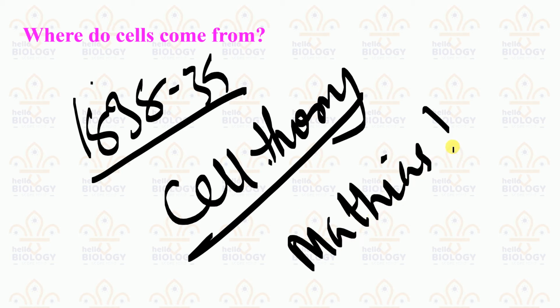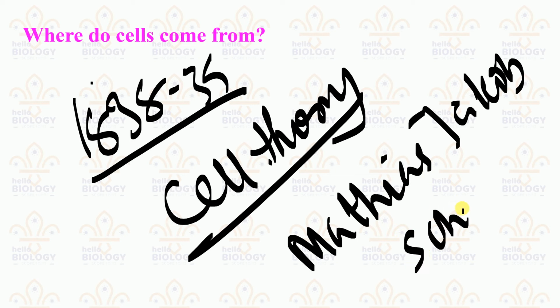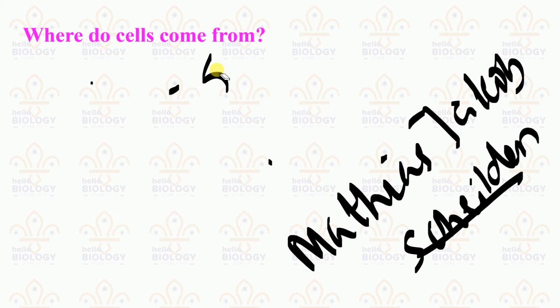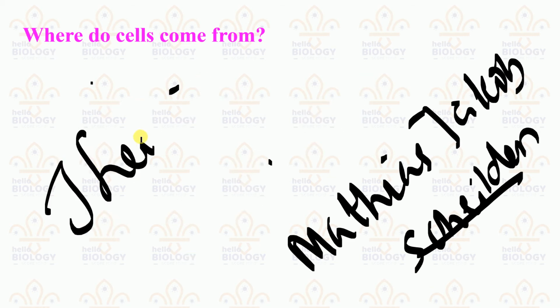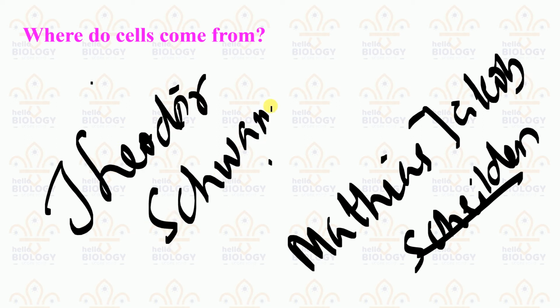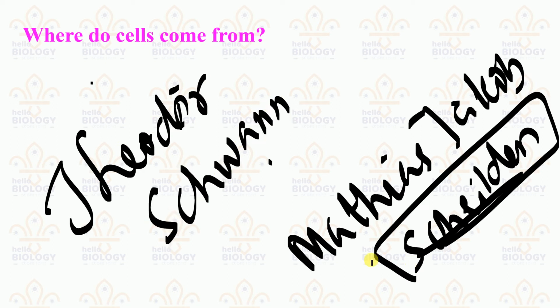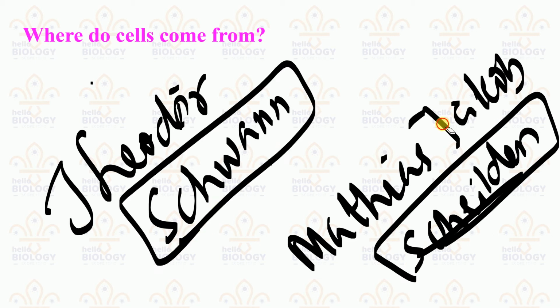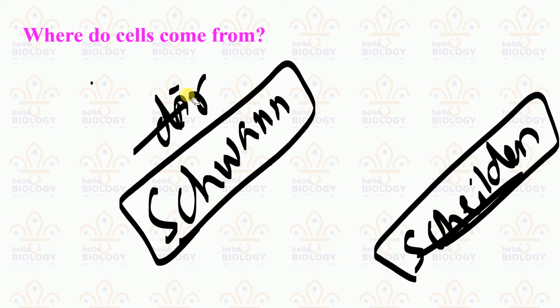Matthias Jacob Schleiden. This is one person, and one more person is Theodor Schwann. In short, we will call them Schleiden and Schwann. In short, you can write in your exams Schleiden and Schwann.